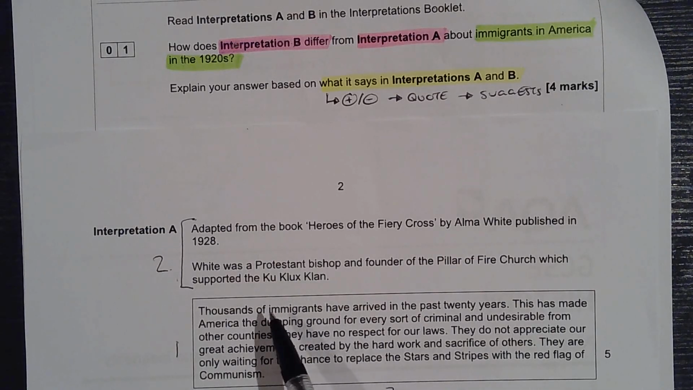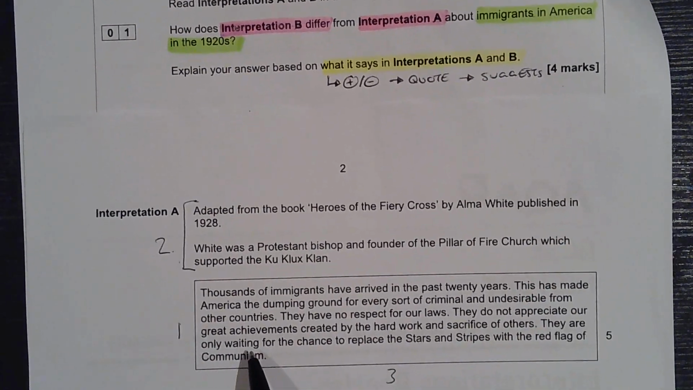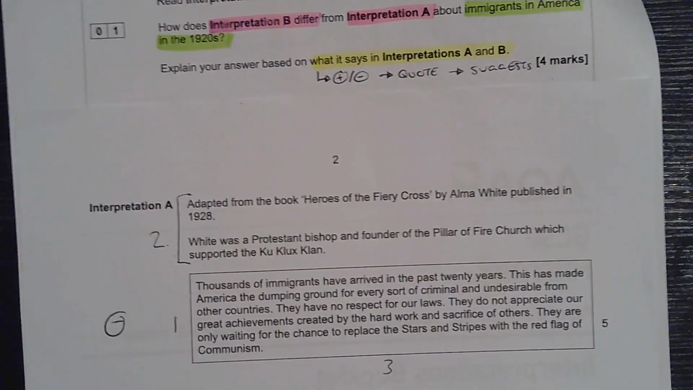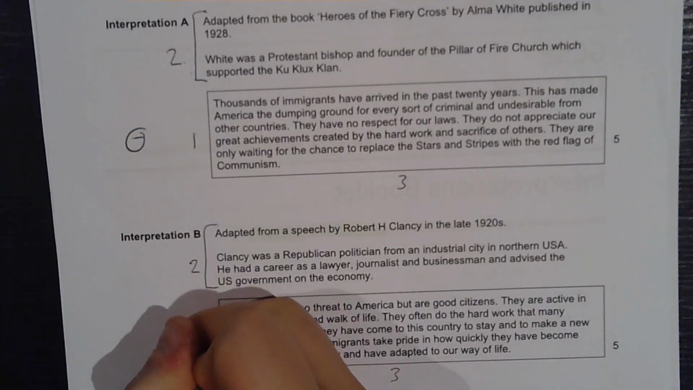So I'm going to read through 1. It says, interpretation A: thousands of immigrants have arrived in the past 20 years. This has made America the dumping ground for every sort of criminal and undesirable from other countries. They have no respect for our laws. They do not appreciate our great achievements created by the hard work and sacrifice of others. They are only waiting for the chance to replace the stars and stripes with the red flag of communism. So straight away, I can see that there is a lot of negativity here, so I'm going to put negative there. That means I can say interpretation B is likely to be positive.